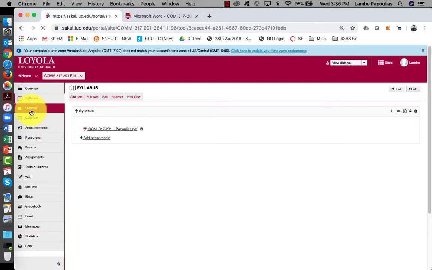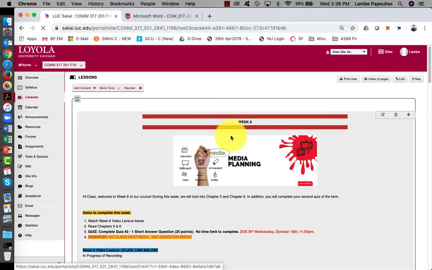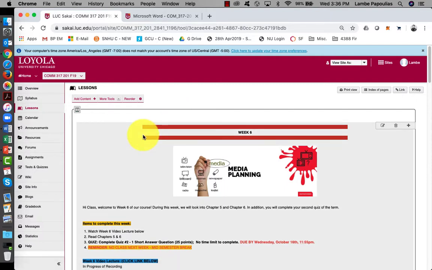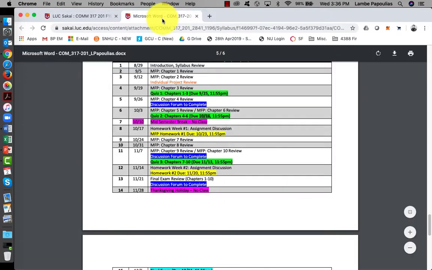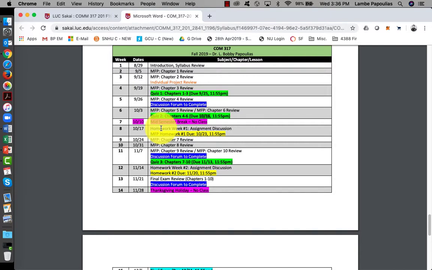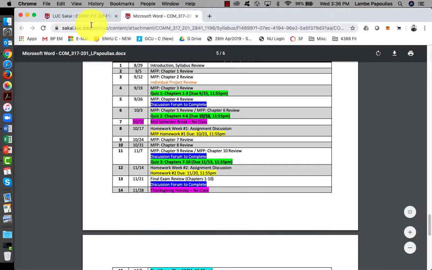So next week is our mid-semester break. We will not have class. Oh, and one more thing I do want to talk about. When we come back from the mid-semester break during week 8 here, this is homework week number 1. You're going to have some of the exercises to complete from your textbook. So please make sure to log in early in the week so you know what you have to complete so you can make sure to give yourself enough time to complete everything.